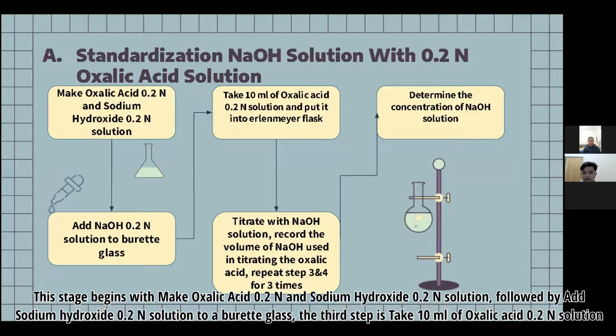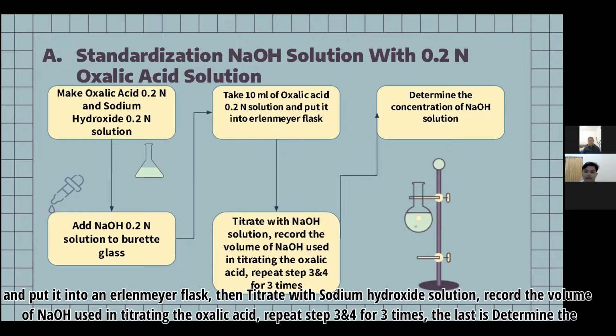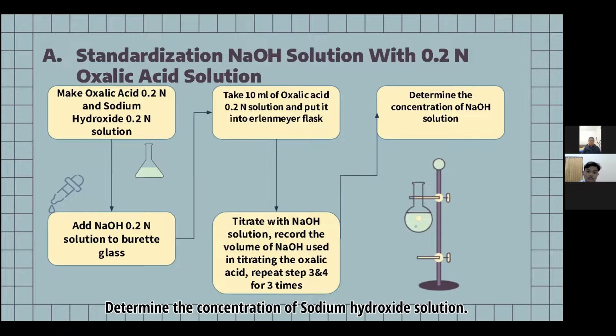This step began with making oxalic acid 1.2 N and sodium hydroxide 1.2 N solution, followed by adding sodium hydroxide 1.2 N solution to a burette. The third step is to take 10 ml of oxalic acid 1.2 N solution and put it into an Erlenmeyer flask. Then titrate with sodium hydroxide solution. Record the volume of sodium hydroxide used in titrating the oxalic acid. Repeat steps 3 and 4 three times. The last, determine the concentration of sodium hydroxide solution.